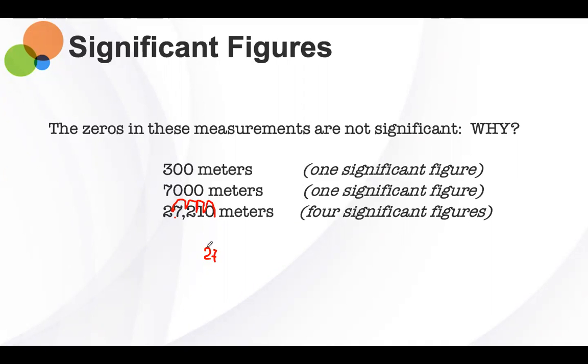So let's just say a question asks for two significant figures. So it will be 2.7, right? Times 10 to the what? Times 10 to the 4. All right.